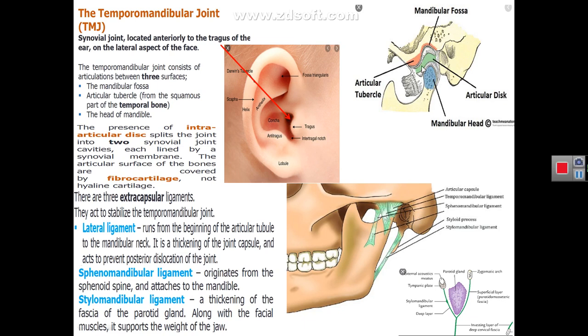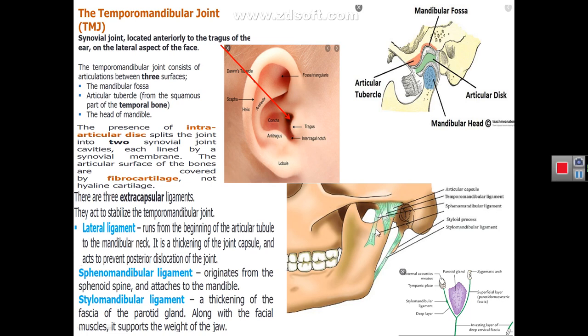The joint contains a disc of fibrocartilage that divides the cavity of the joint into two synovial cavities. Each of them is lined by a synovial membrane. The ligaments supporting the joint mainly include the lateral ligament of the temporomandibular joint, sometimes called the temporomandibular ligament. This lateral ligament extends from the articular tubercle to the neck of the mandible. It is a thickening of the fibrous capsule and it prevents backward deviation of the head of the mandible.